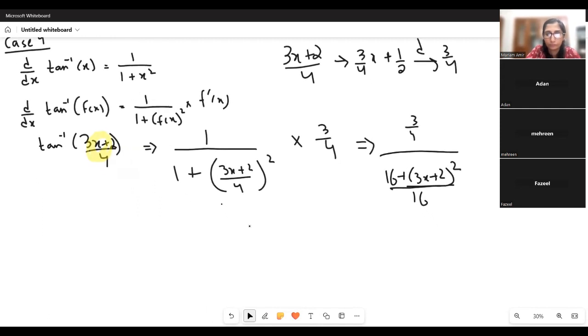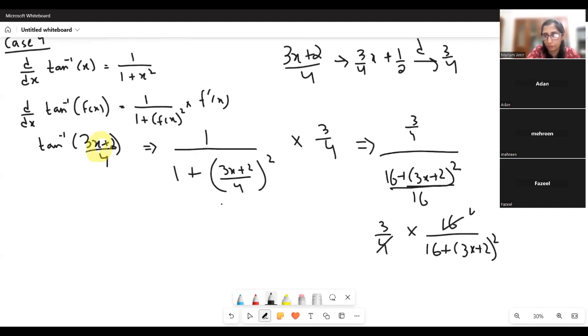Okay. So we have 3 by 4 times 16 upon 16 plus 3x plus 2 whole square. And then this becomes 4. So there's 12 in the numerator and 16 plus 3x plus 2 whole square. Okay. I think that's enough practice for tan inverse fx. That's case 4. We'll keep coming back to it as we do the other cases, cases 5, 6, etc.